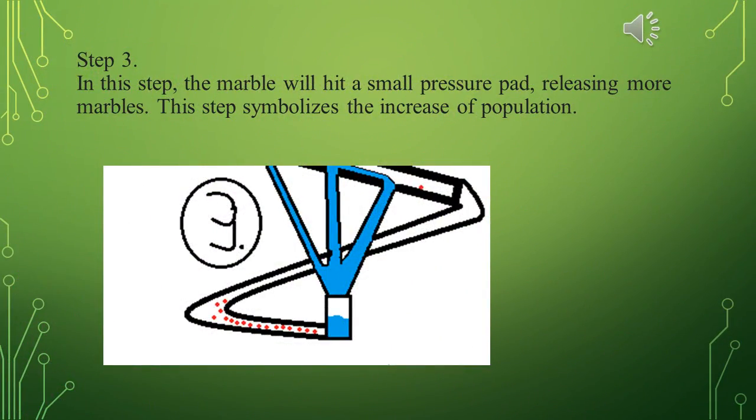Phase 3. In this step, the marble will hit a small lever releasing more marbles. This step symbolizes the increase of population.